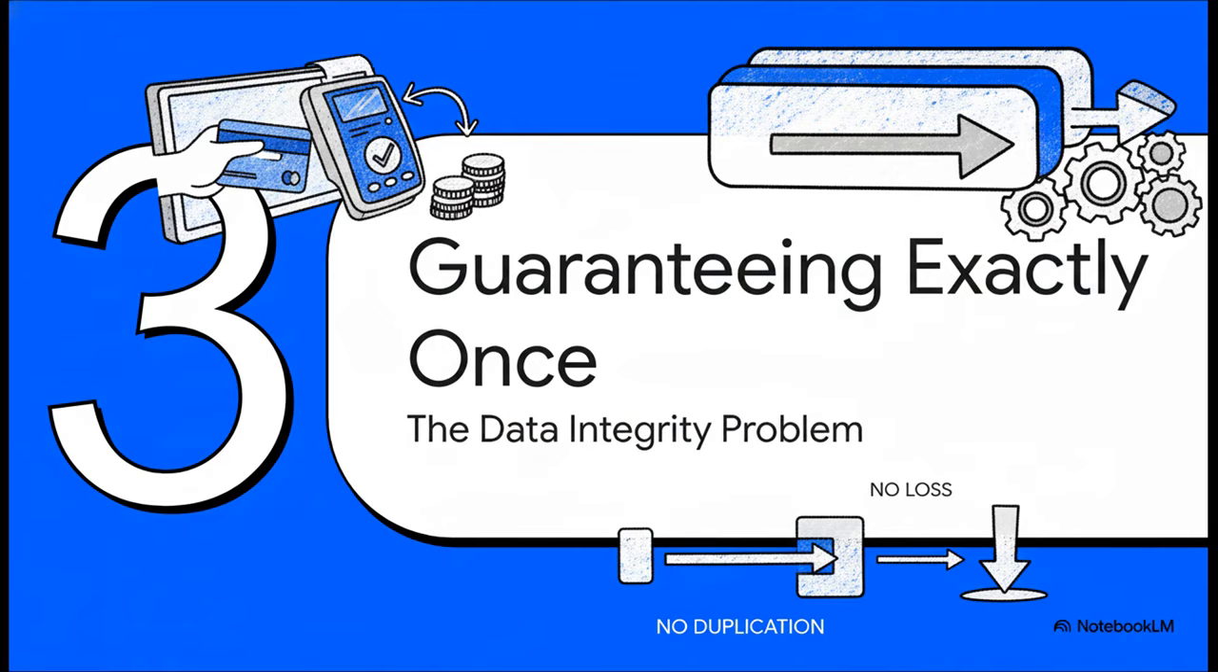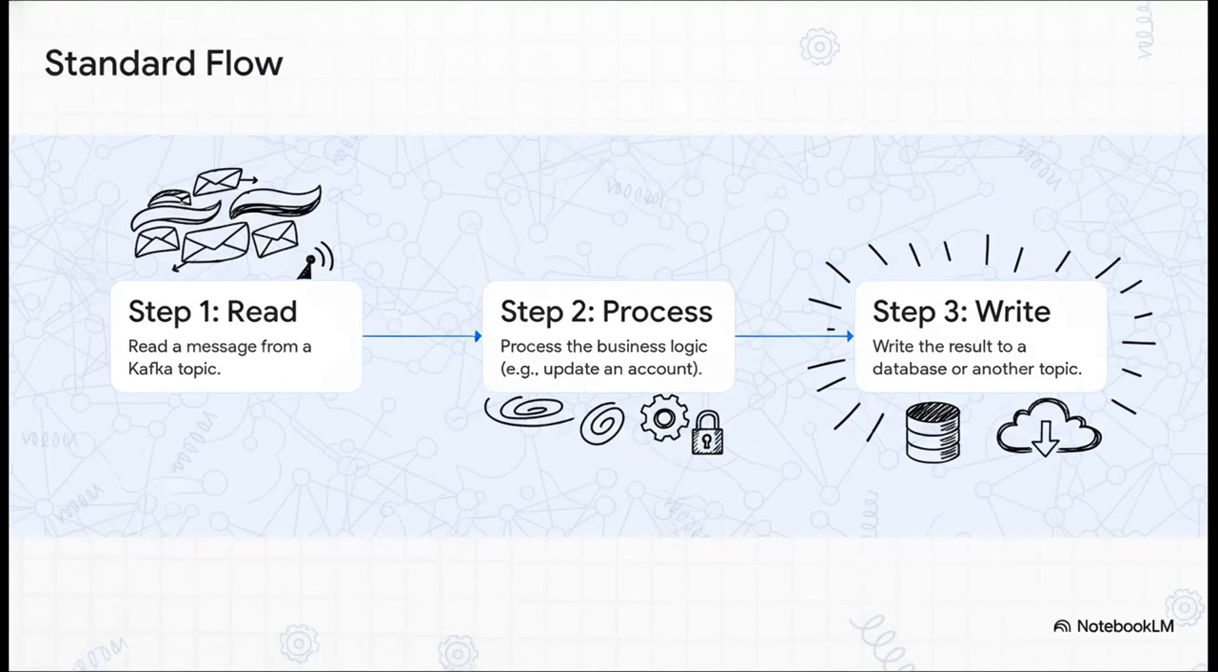Okay, let's dig into our first major challenge. This is a big one. How in the world do you guarantee that a message gets processed exactly one time? No data loss, no accidental duplicates. This is absolutely crucial for things like financial transactions. You can't get this wrong. The normal flow seems simple enough, right? You read a message, you do some business logic with it, like, say, updating a bank account, and then you write the result somewhere else. In a perfect world, this would work every single time.